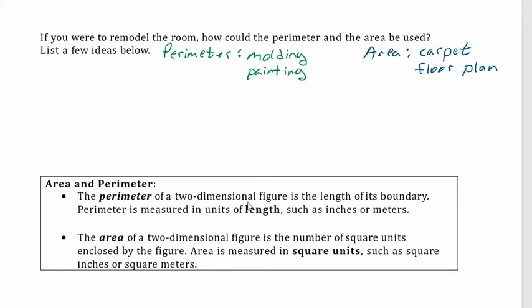So again, the perimeter of a two-dimensional figure is the length of its boundaries. Perimeter is measured in units of length: inches, meters, feet, yards. Area is a two-dimensional figure and is the number of square units. So it could be square inches, square feet, square yards.